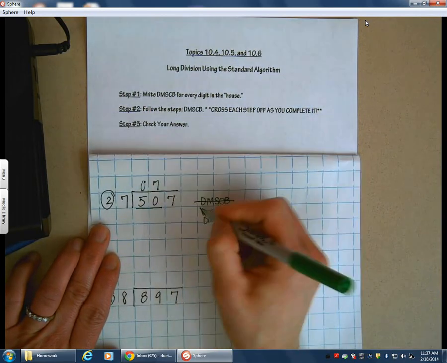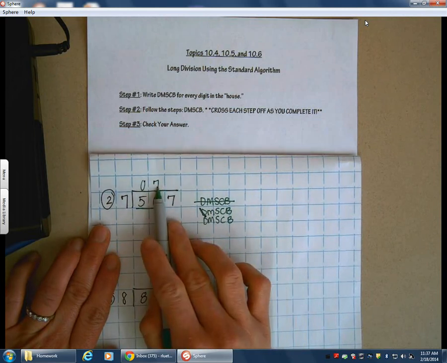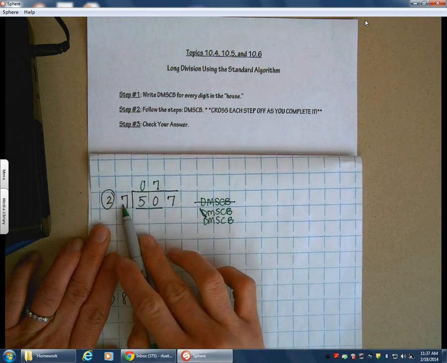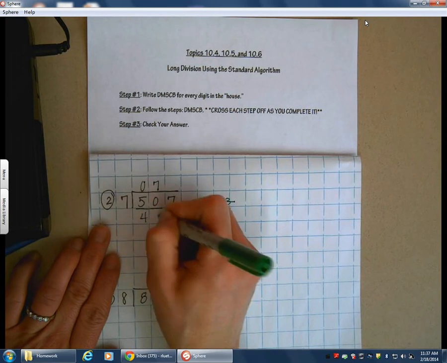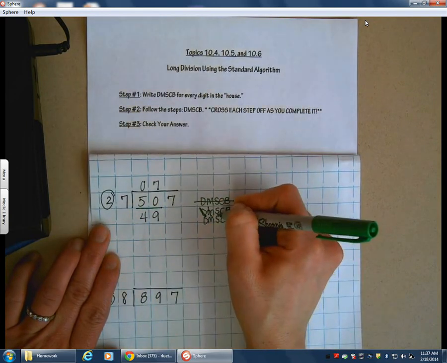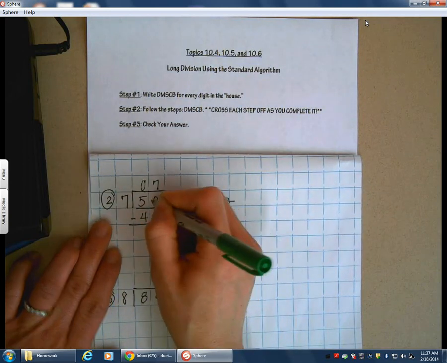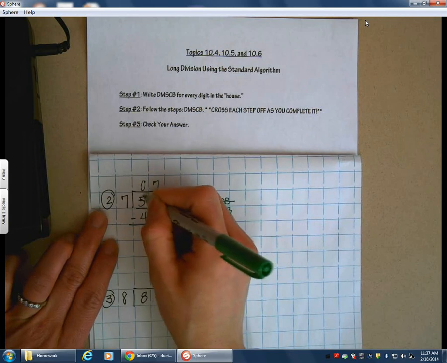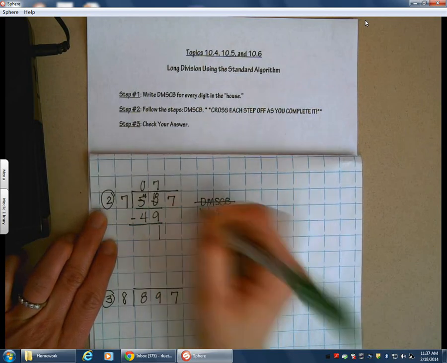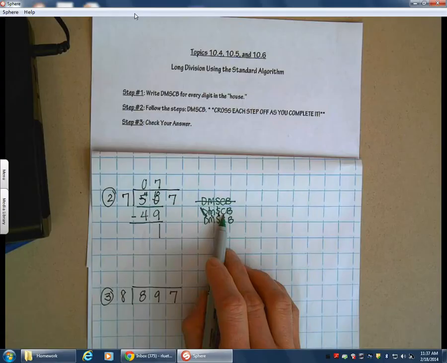Cross it off after you do it. Now I need to multiply. I'm just looking at the 7 now. 7 times 7 equals 49. Write it down. Cross it off. Now I need to subtract. So I will subtract 50 minus 49, which is just 1. Cross it off. I have to compare before I start bringing anything down.